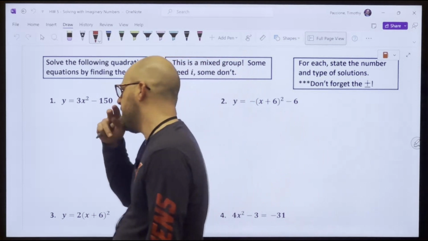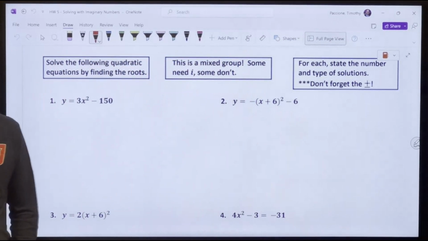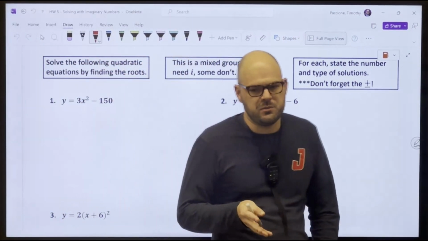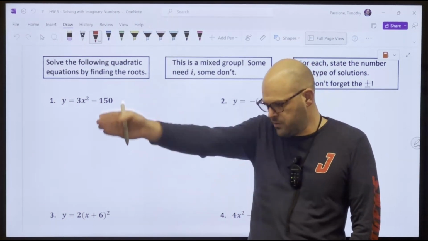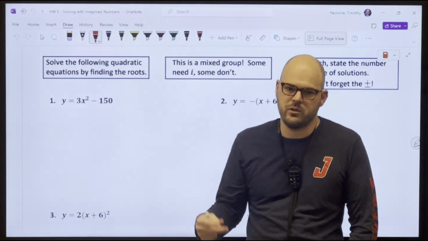So you have to ask yourself that question every time, because on a test, you're not going to be able to just be like, oh, these are all the missing BX problems. These are all the standard form problems, right? You got to be able to tell which one is which.